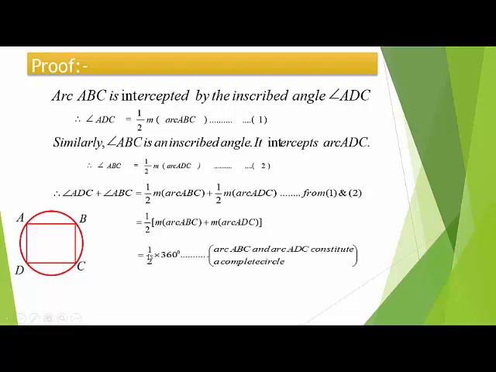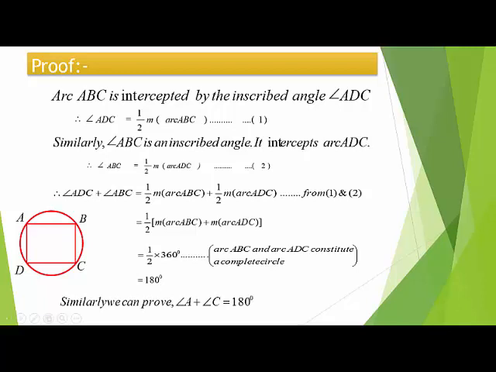Now measure arc ABC plus measure arc ADC becomes one complete circle, and the measure of a complete circle is 360. Therefore we write 1/2 times 360 degrees. By simplifying this, we get 180 degrees. That means angle ADC plus angle ABC is equal to 180 degrees.